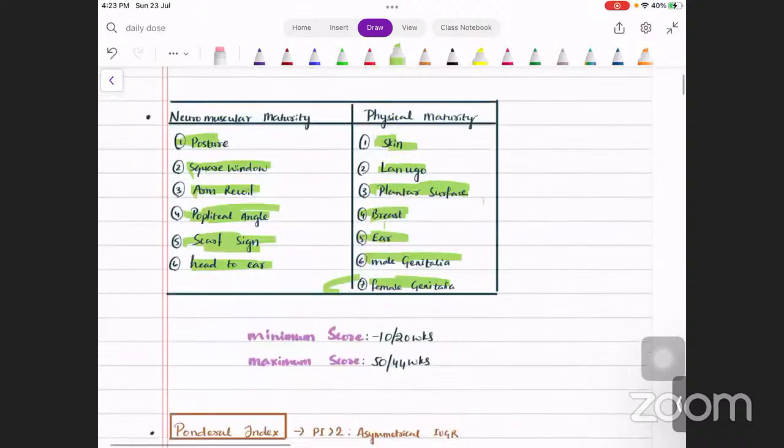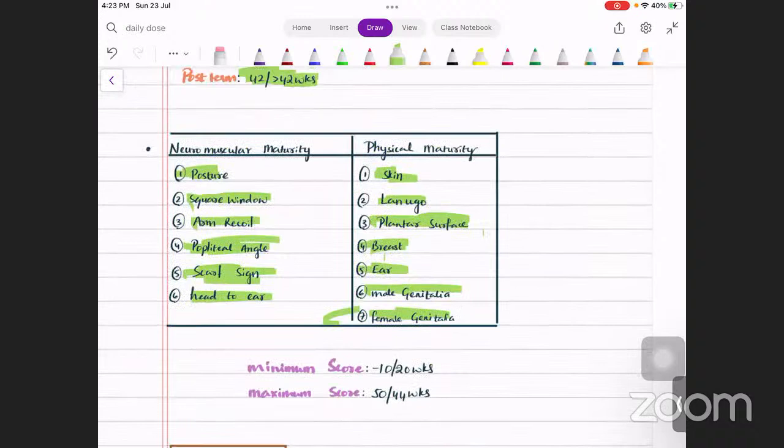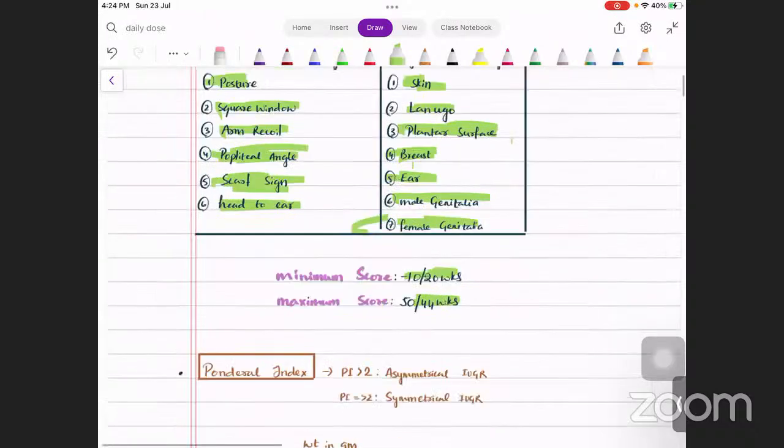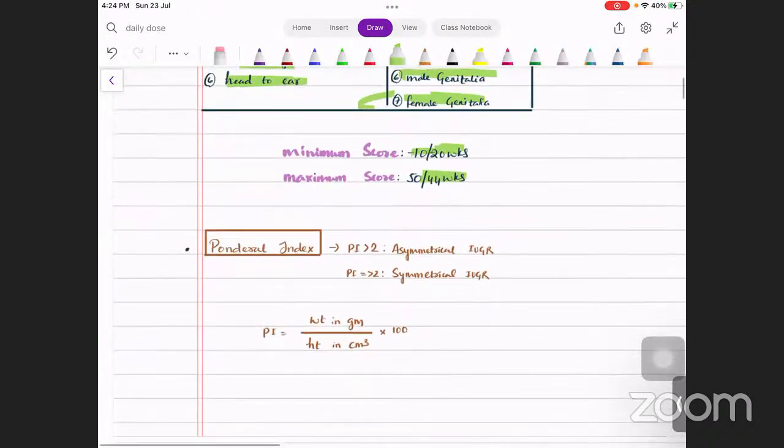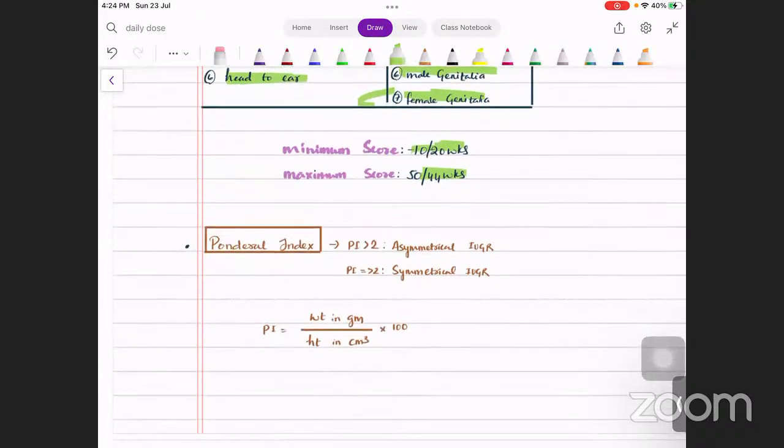Minimum score is minus 10 for 20 weeks, and maximum score is 50 for 44 weeks. These are the signs. You may see them in the ultrasound during the stages, and these are the maturity signs and components.